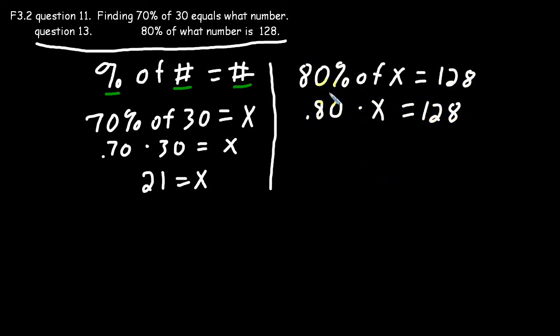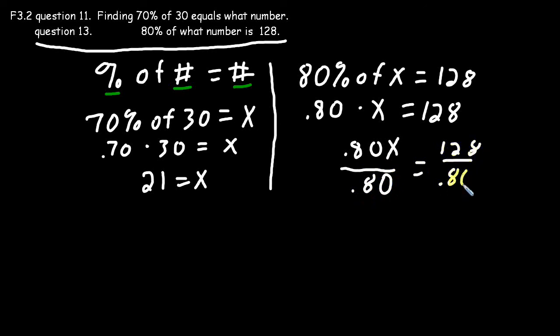We need to get rid of this 0.8, so you divide each side by 0.80. And so you divide the right side by 0.80, or just 0.8 would be okay. And so let's see, 128 over 0.8 is 160. The 0.8s divide out, leaving you just x.